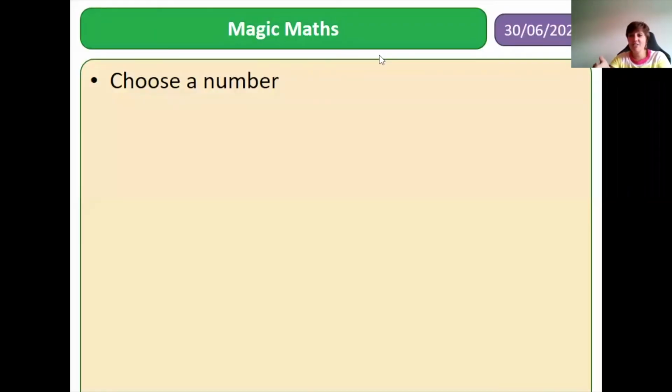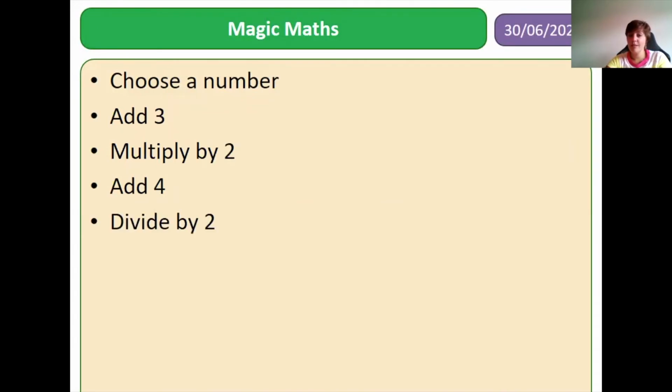So our second magic trick, pick a number. This time, you can pick any number you want. And I want you to start off by adding on 3. Nice and easy. Then I want you to multiply by 2. So depends what your number is. You might have chosen a really big number. You might want to choose a smaller number. Now we've got to times it by 2. Then add on 4. And then I want you to divide by 2.